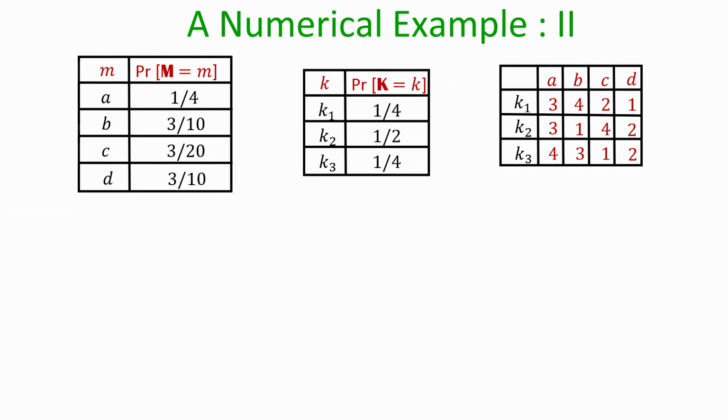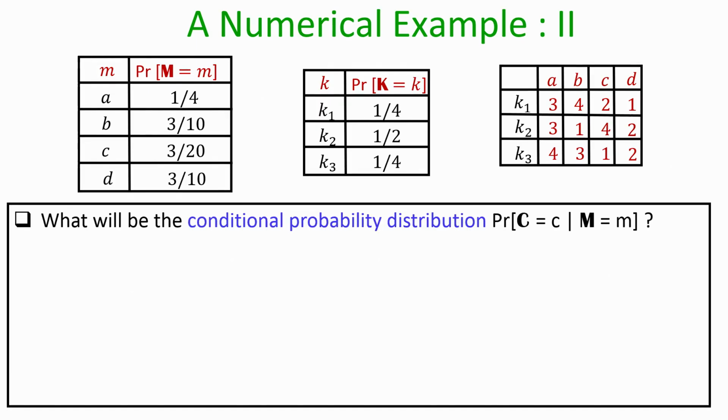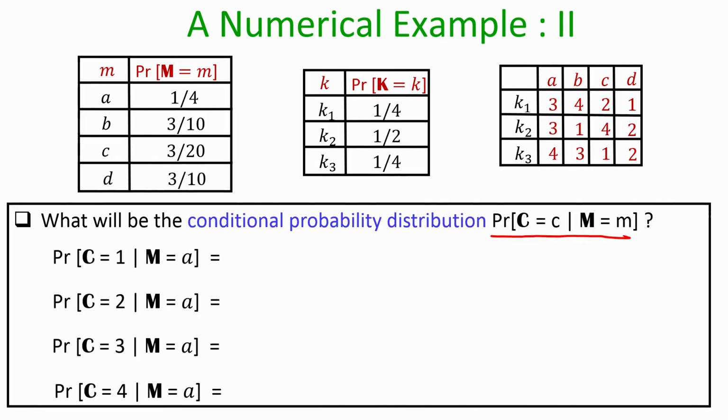Not only can we compute the probability distribution over the ciphertext space, we can also compute some additional values, namely some conditional probabilities. For example, let us try to compute the conditional probability that, given the plain text is M, the ciphertext would have been C. For instance, let us compute the probability that the ciphertext is 1 given that the plain text is equal to A.